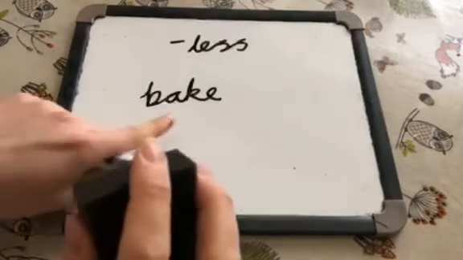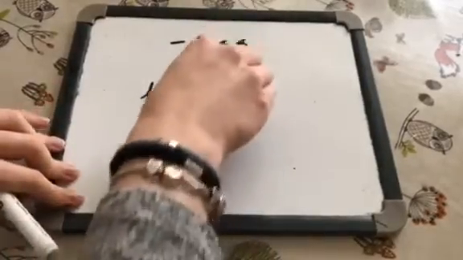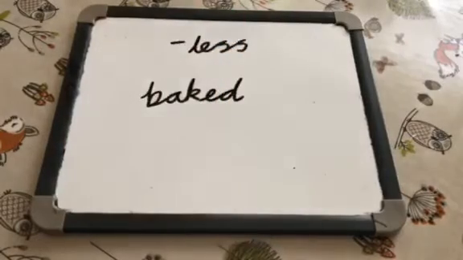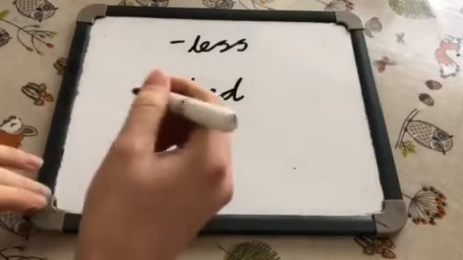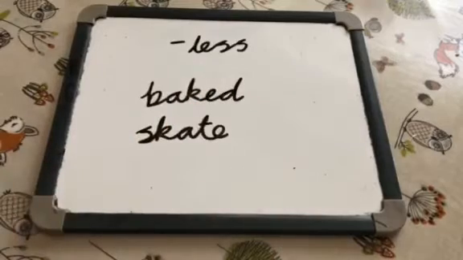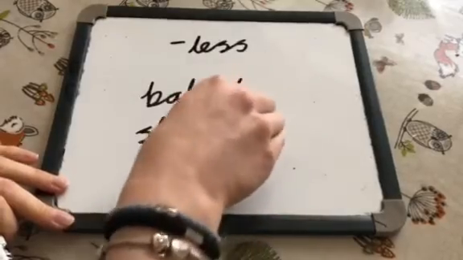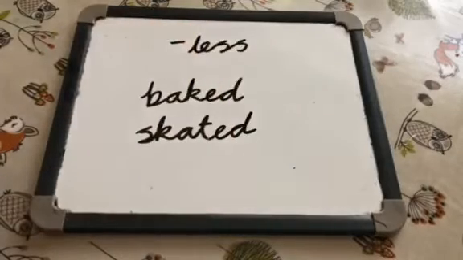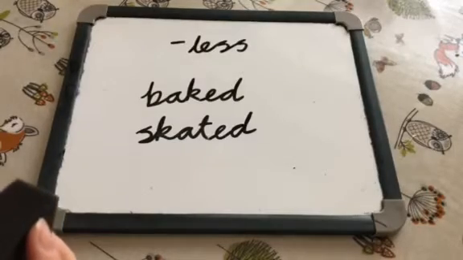That's right, so when I turned bake to baked, I had to take away the E and then I add my ED. Likewise, when I wanted to turn skate to skated, I skated on the ice, you take away the E and then you add the ED, okay. But when you want to add the less suffix to words ending in E, you don't need to do this.